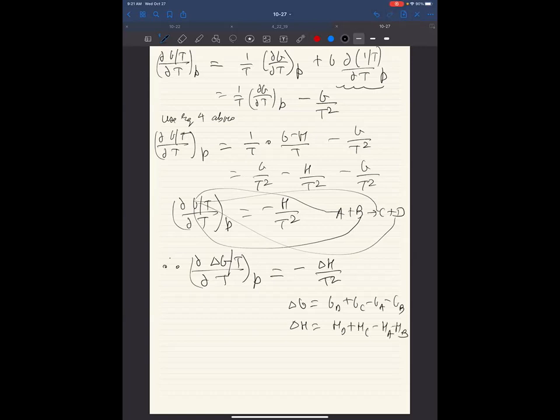So this equation is simple, just a couple of lines of algebra to derive it. It tends to be quite useful because we can perform measurements of delta H and manipulate it to go to delta G or the other way around. Any questions about this?